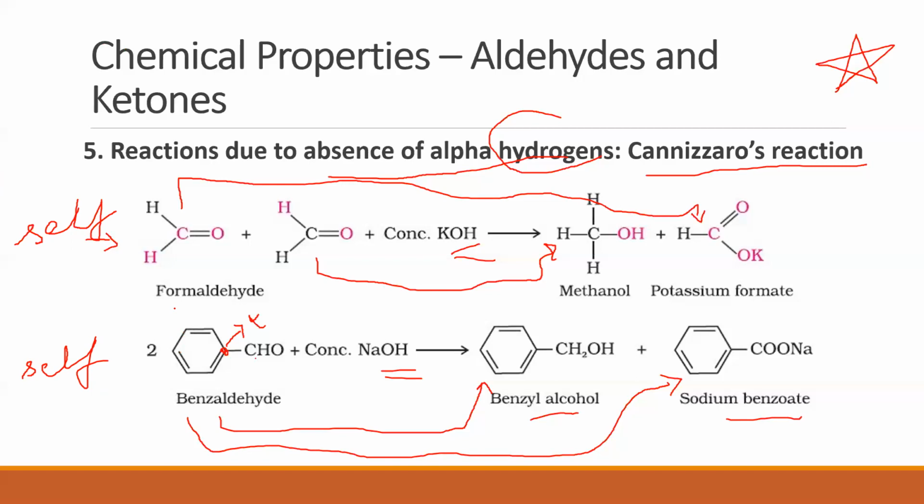reaction. If 1 mole of formaldehyde reacts with 1 mole of benzaldehyde, we get crossed Cannizzaro reaction. And just like the previous case, if I take 2 moles, one of formaldehyde and one of benzaldehyde, you get 4 different products. Clear? Depending upon who is undergoing self and who is undergoing crossed.